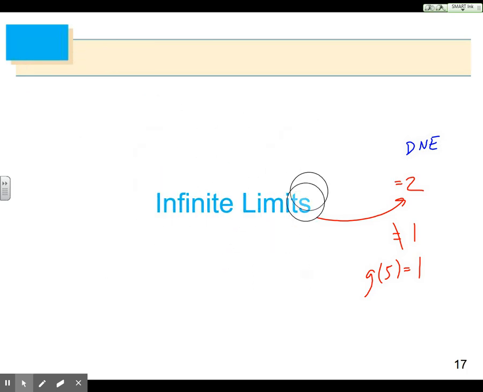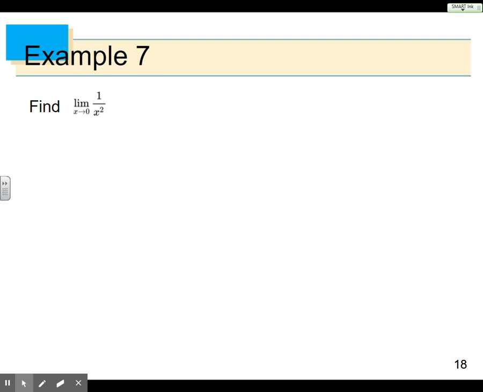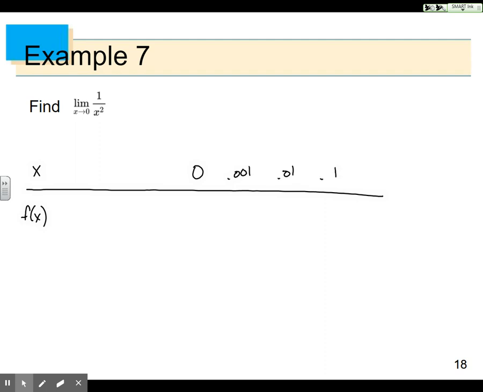Infinite limits. Infinite limits are just going to be limits that don't exist because they don't approach a unique number. They're going to go up to infinity. Let me show you an example right here. Example 7. I'm wanting to find the limit as x approaches 0 of 1 over x squared. Like I said, we will get better ways of doing this where we're not making this big table. But I'm just going to fall back on the table for now. I'm going to get closer to 0 on both sides.